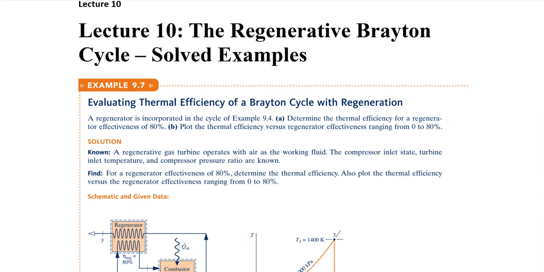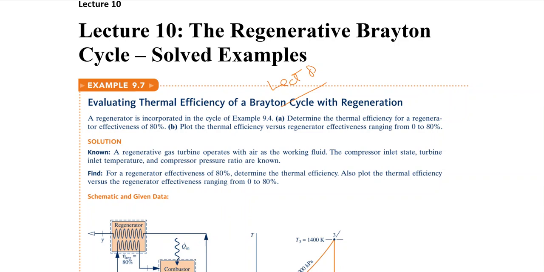A regenerator is incorporated in the cycle of example 9.4, which we have already solved in lecture number 8, for which a video is also available. Determine the thermal efficiency for a regenerative cycle if the effectiveness is 80%. Plot the thermal efficiency versus regenerator effectiveness ranging from 0 to 80%. We will not be doing it here, obviously. If we do a lecture on the Engineering Equation Solver, then we will do this.